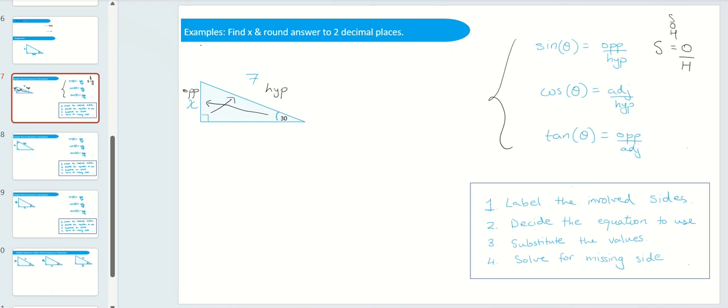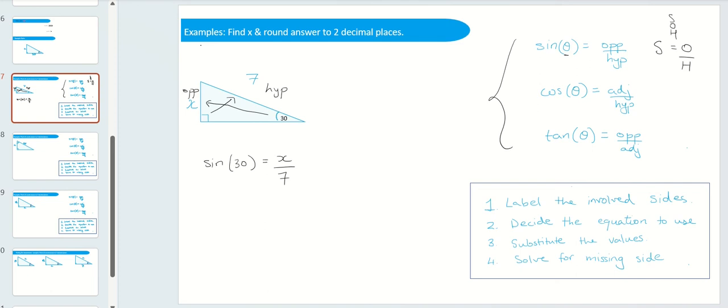The next thing we want to do is substitute our values into that equation. So sine theta stands for the angle that we're given, so this will be sine 30, equals opposite, so the opposite is labeled x, that's the unknown side we want to find, and hypotenuse is 7. Alright, and now the last thing we want to do is solve it.